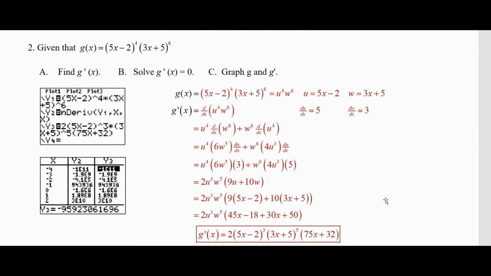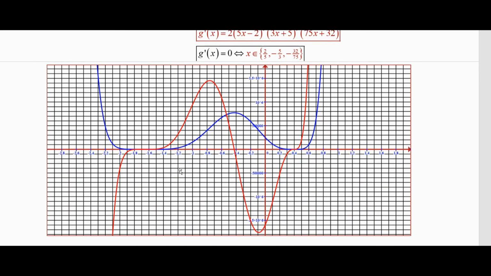And just to check this, remember you can check a derivative this way. Put the original function here in y1. Put the numerical derivative in y2. That's math 8 on a TI calculator, TI-84 calculator. And put your answer in y3. The tables for y2 and y3 should match. They do. So that indicates we did something well there.